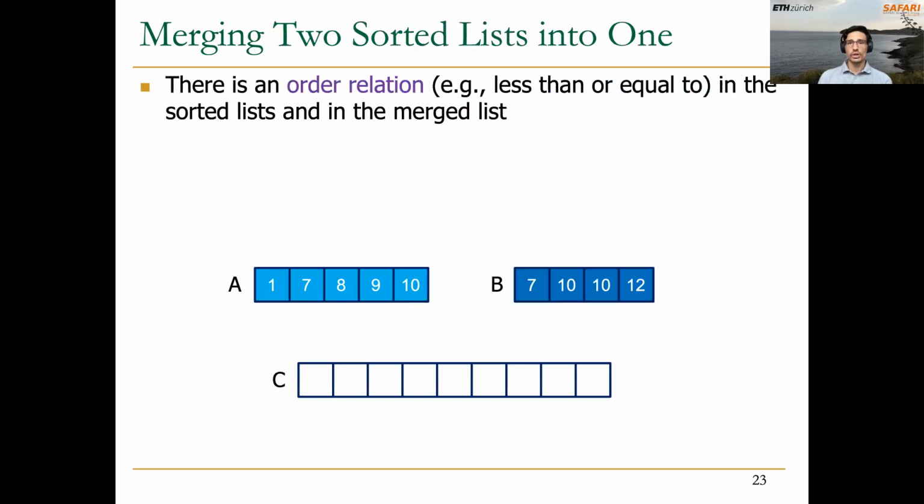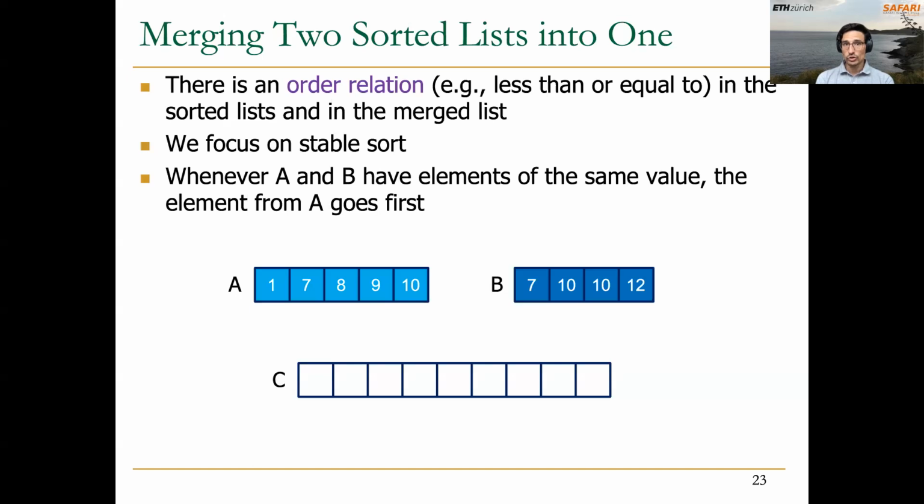Okay, so let's start with a simple example. As I said before, there is an order relation, and that's what we are going to consider in this lecture: less than or equal to, in the sorted list and in the merged list. Observe that here we have two input lists, A and B. A contains 5 elements, B contains 4 elements, thus the output C is going to contain 9 elements.